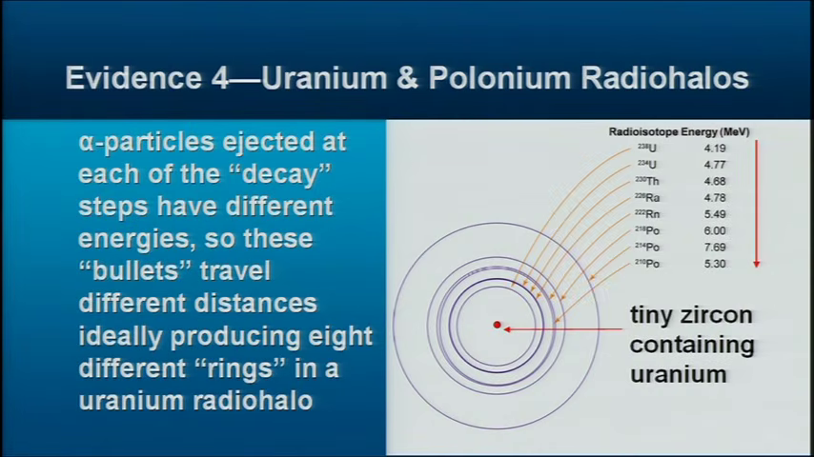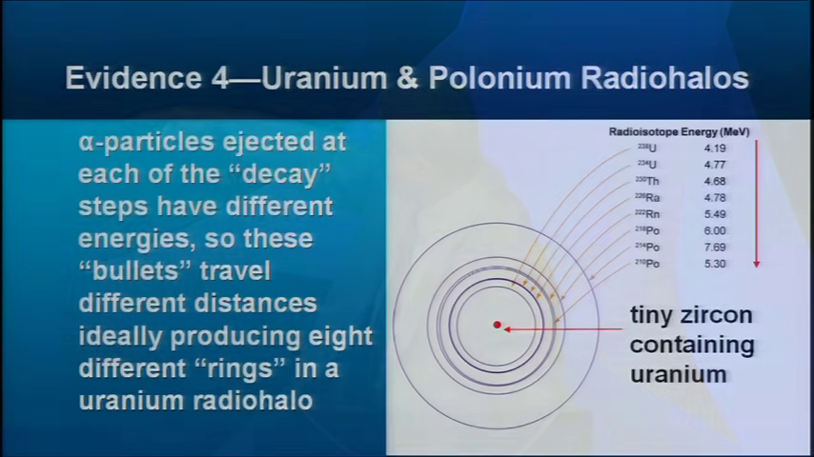Now, interestingly, each of these steps, and I said there are 8 steps from uranium down to lead, every one of those steps produces alpha particles, or bullets, of different energies. What does that mean? It's like having a handgun versus a rifle. The rifle's got to shoot the bullet further than the handgun. And so these alpha particles go different distances, and so the sphere of discoloration is at different distances according to what element in that decay chain shot out those little bullets.